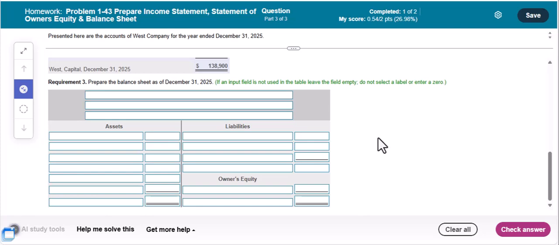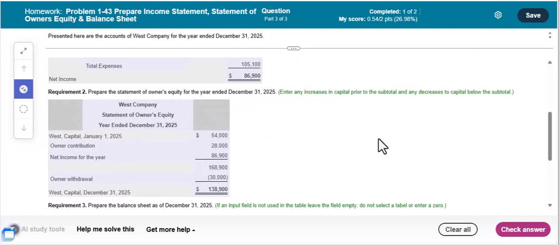So let's scroll back up for a second to review. So to analyze this really quickly, the main thing is we want to see capital go up for the year. So it was 54,000 and ended up with a lot more at 138,900. So capital went way up, and what's the main reason that capital went up? It's the large net income for the year, that 86,900 that bumped us up. So this company looks like it's doing pretty well. Okay, so for the next video, we'll do the balance sheet, which is down here.